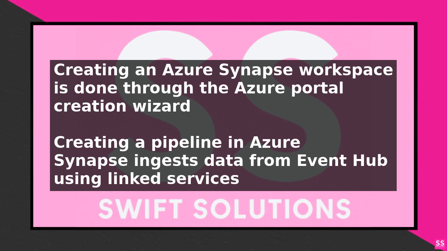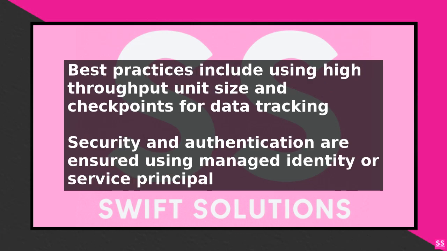We can use Managed Identity or Service Principal to authenticate the Event Hub linked service. Best practices for ingesting data from Event Hub include using a high throughput unit size to handle large volumes of data and using a checkpoint to keep track of the data that has been ingested.